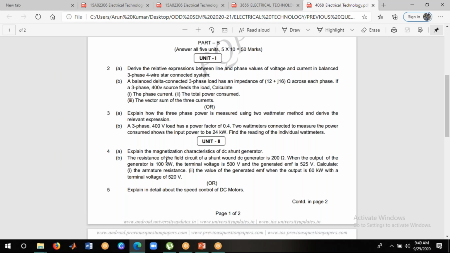You can do this problem based on that. While we are solving this problem, which method do we have to use, EMF equation or types?